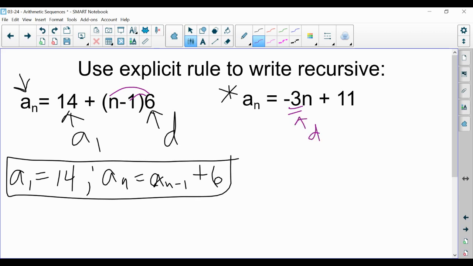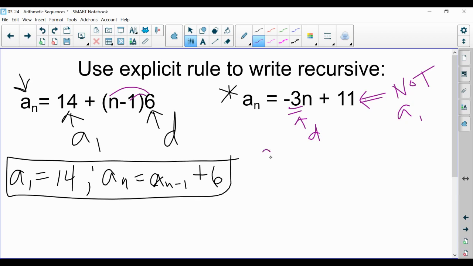So right there is my common difference. That's obvious. Now, this number has been added and combined. It is not a sub 1. Okay, so we cannot just put that in our recursive form. It's not a sub 1. We have to figure out what a sub 1 is. Well, we have the explicit form, which allows us to find any term in the sequence we want.